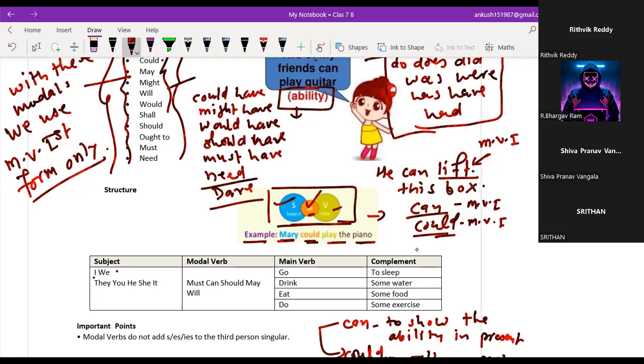See the structure here: subject, modal, complement, main verb. Must go, can go, should go, may go, will go. This is all about modal verbs. You may use any subject with these modals. There is no change in them. Whether you are using can with they or with it, it will never change its form. Are you getting it?